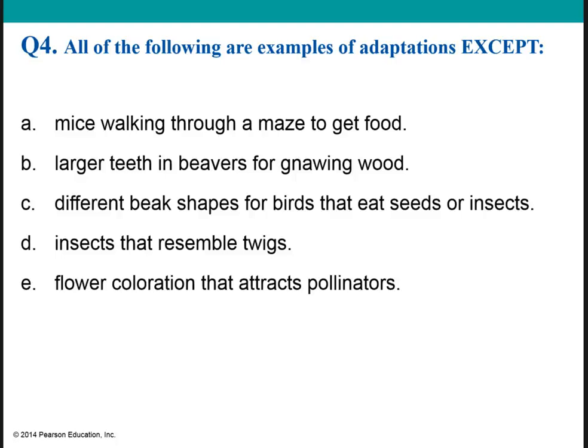Question 4. All of the following are examples of adaptations except mice walking through a maze to get food, larger teeth in beavers for gnawing wood, different beak shapes for birds that eat seeds or insects, insects that resemble twigs, or flower coloration that attracts pollinators. Write down the correct answer.